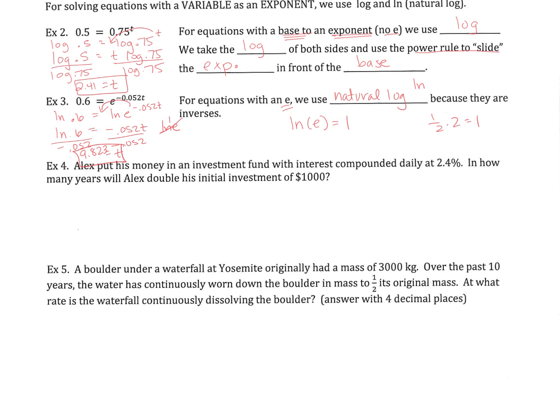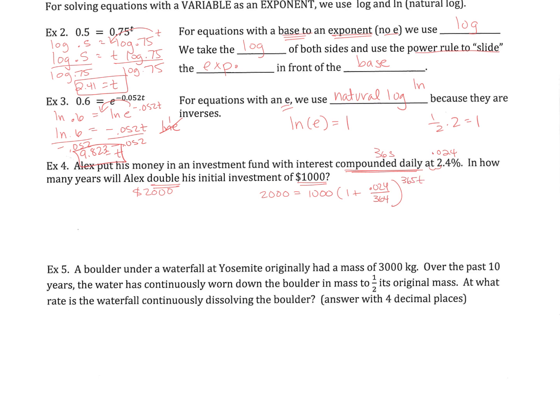Alex is putting his money into an investment fund with interest compounded daily. That is 365 days a year. The rate, if I move it 2 places, is 0.024. In how many years will Alex double his initial investment? So in how many years will he have $2,000? So my equation, the amount I want is 2,000 equals, looking at my equations up above, $1,000 for my initial investment, 1 plus my rate, 0.024, divided by 365, to 365 times my time, which I don't know.